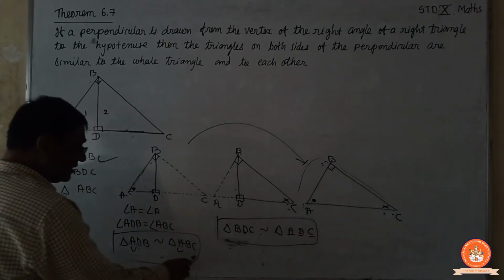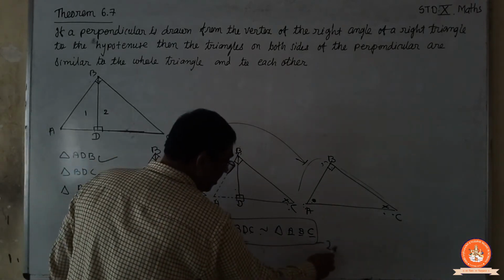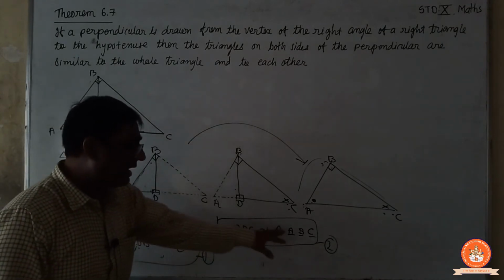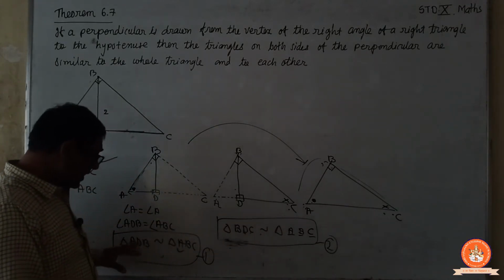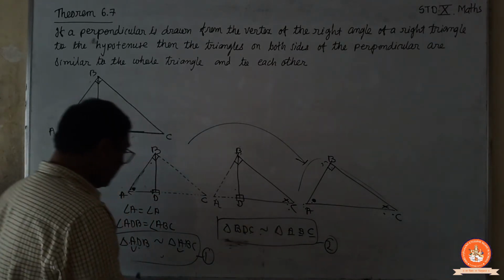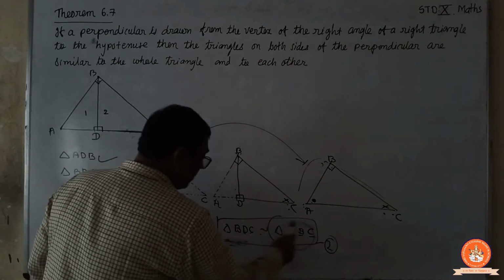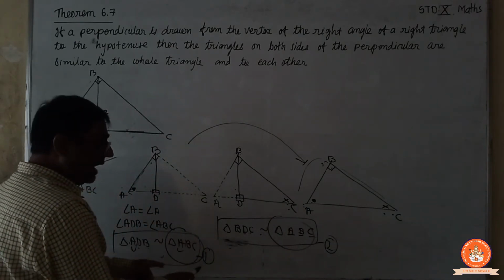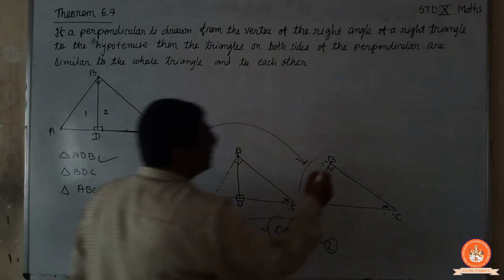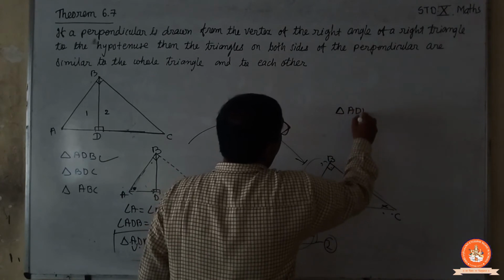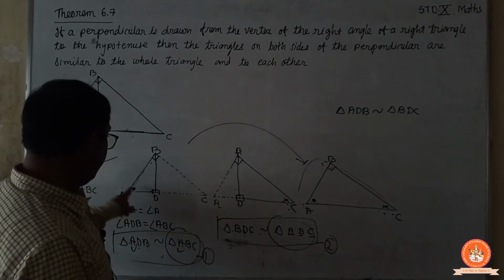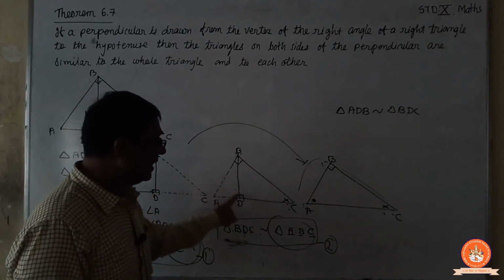Now look at it, this is result number 1 and this is result number 2. In both results, triangle ABC is common. ADB is similar to ABC and BDC is similar to ABC. So if two triangles are similar to the same triangle with the same correspondence, then ADB will be similar to BDC. So we can write that triangle ADB is similar to triangle BDC.